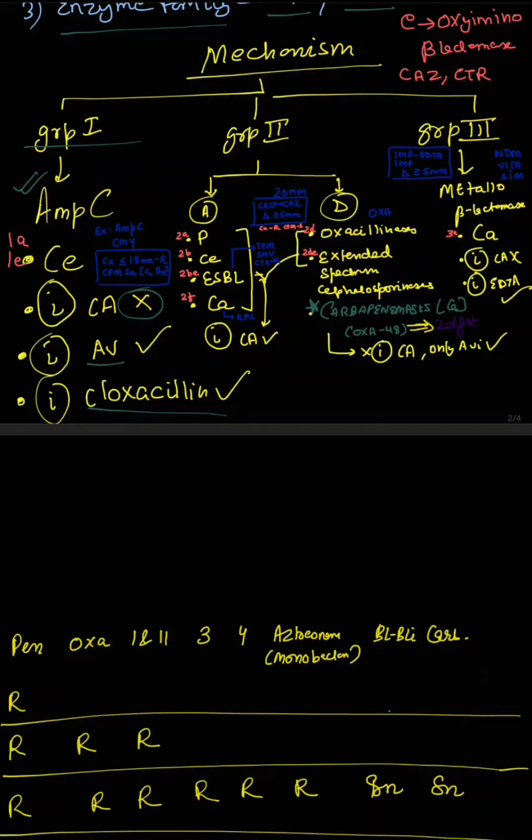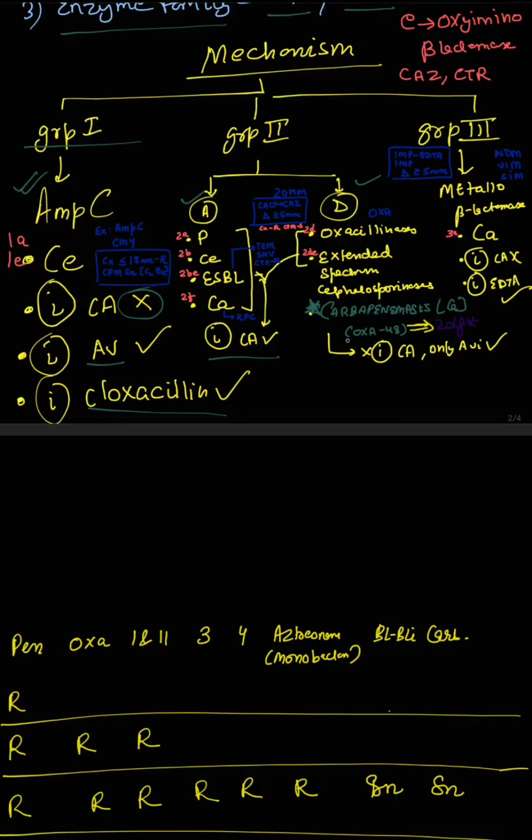Now we come to group 2. In group 2 we have A and D. In A we have penicillinases, cephalosporinases, ESBL and carbapenemases. They all are inhibited by clavulanic acid. In case of group D, we have oxacillinases, extended spectrum cephalosporinases, and the most important group here is carbapenemases.